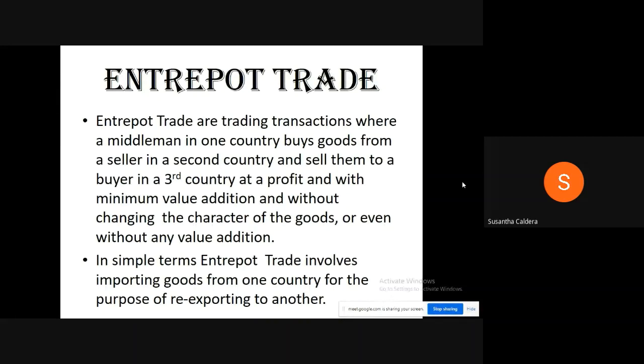Now you understand the operation, how the entrepot trade is happening, right? Now here what we will do is, there is a cost for the original Barbie dolls from China. Then we add certain value addition. A value addition added. Then we are selling it to the final buyer.